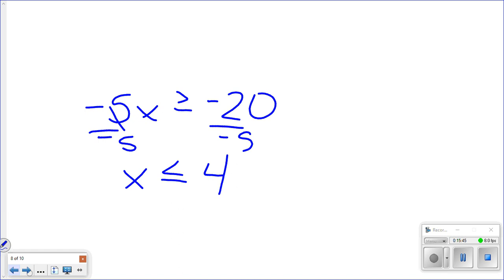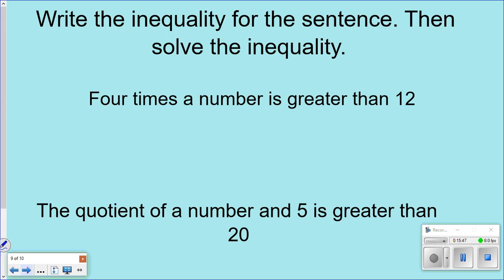All right, so the next thing we're going to do is write them out again. Remember what we did yesterday? They're going to give you a sentence, and we have to write them out.